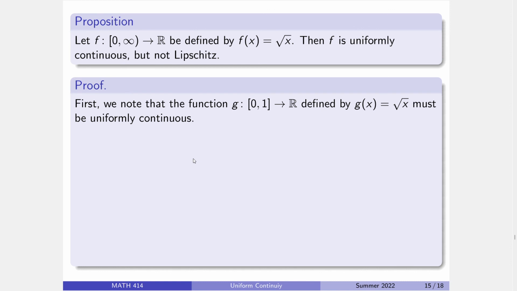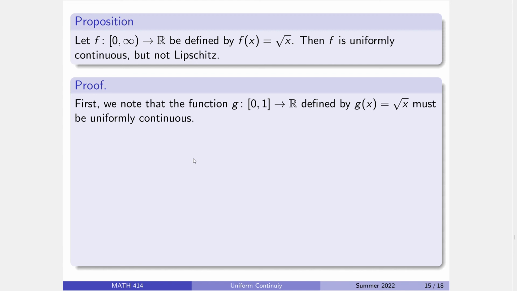Alright, so the trick here is to break the domain up into two pieces. First things first, the function defined on [0, 1] by g of x equals the square root of x must be uniformly continuous. [0, 1] is closed and bounded, and square rooting is a continuous function. Square roots do not ruin limits. So this must be uniformly continuous.